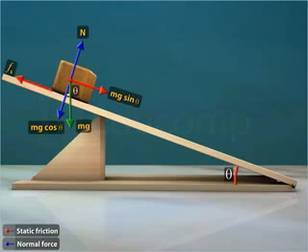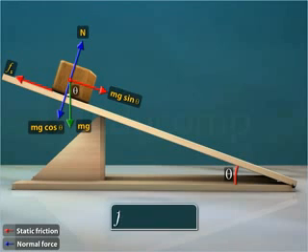The weight of the body, mg, acts vertically downwards. mg is resolved into two rectangular components: mg sin theta parallel to the plane and mg cos theta perpendicular to the inclined plane. The component mg cos theta balances the normal reaction N, and mg sin theta balances the frictional force. The force of static friction is given by Fs equals mg sin theta.